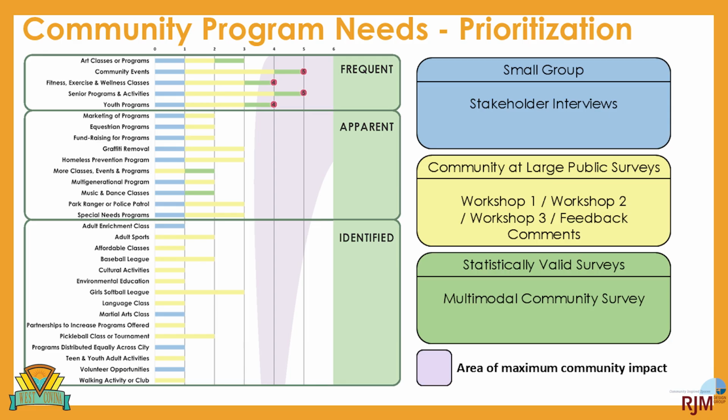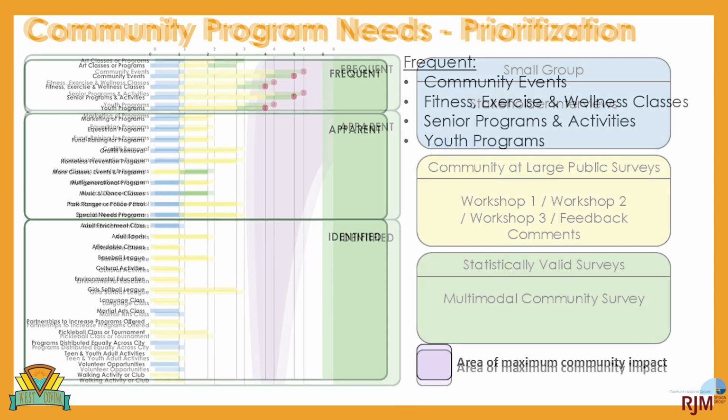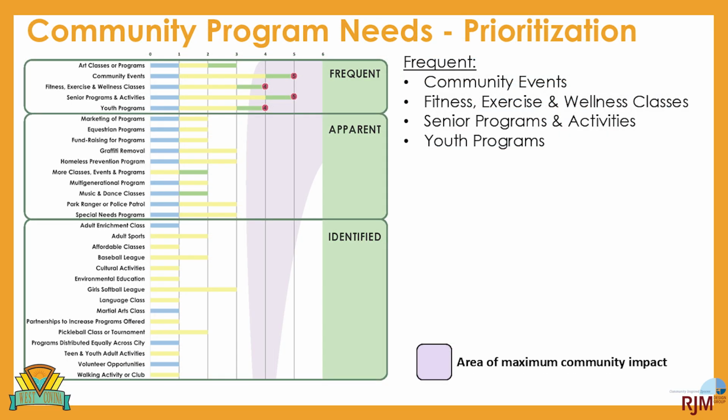As we collected the data, we recorded how many times we heard it and in what mode. This identifies some of the most frequently heard items, apparent heard items, as well as identified items. As part of the community process, we prioritize all of those elements that have come up multiple times in multiple events. And what we see here are the most frequent elements that have come up across the prioritization process, including more community events, more fitness, exercise, and wellness classes, more senior programs and activities, as well as more youth programs. This does not discount all of the other elements that we've heard, simply identifying some of the most commonly requested elements.